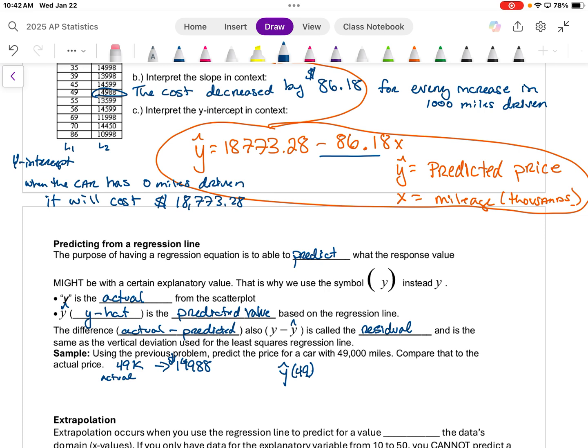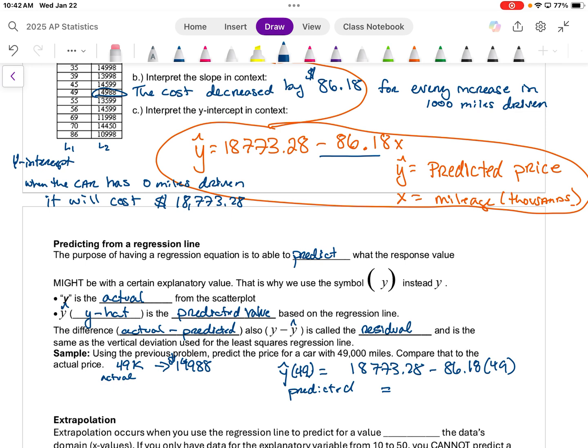So we got to go in here and look for the predicted amount. So as we look at our equation, what is 18,773.28 minus 86.18 times 49? So I need to figure out what did it predict that to be? And again, we can go in, put it into our equation, and do it by hand. I'm going to show you another way on the calculator to go about doing it to make it faster.